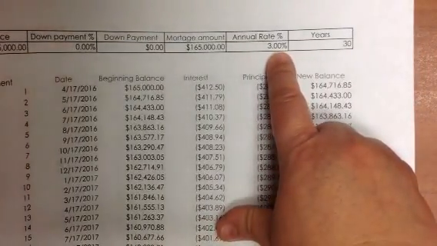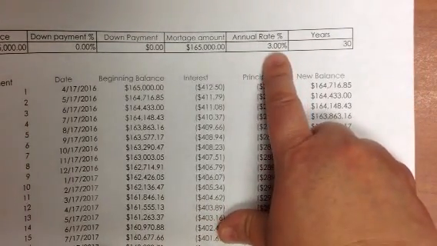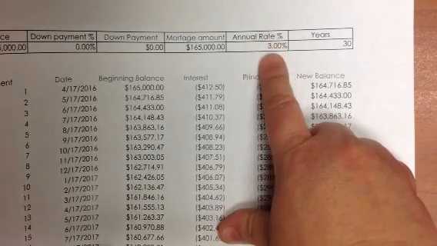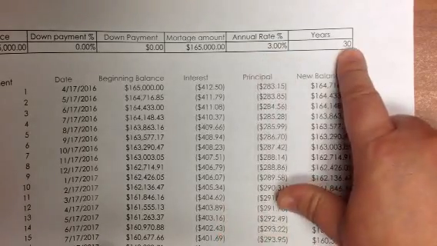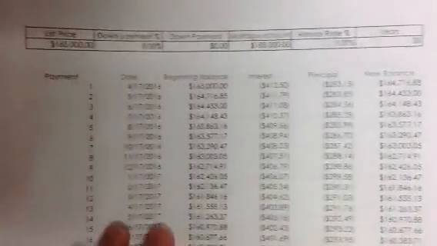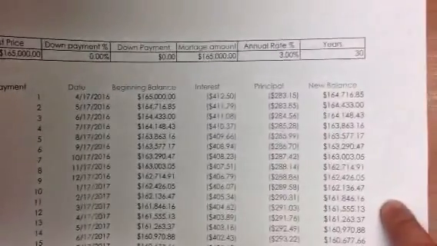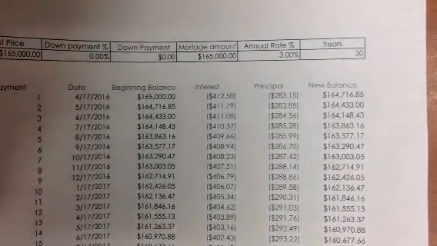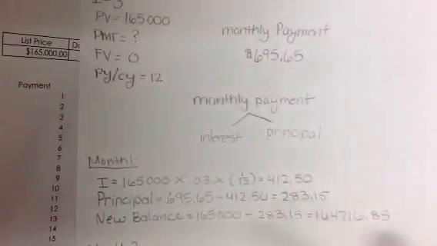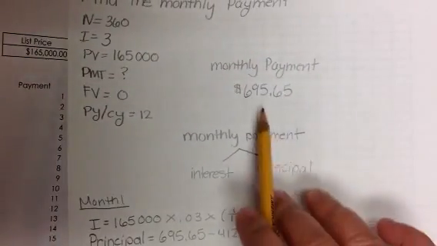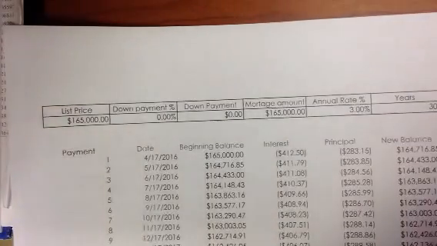This is the same exact problem we were just doing by hand, but now we're using our loan calculator. So I put in 3%, and this is 30 years. So when we did this by hand, we found that our monthly payment was, let me see it again, $695.65. When you do this on your loan calculator, let me see if I can find my sheet because it printed on multiple sheets here.